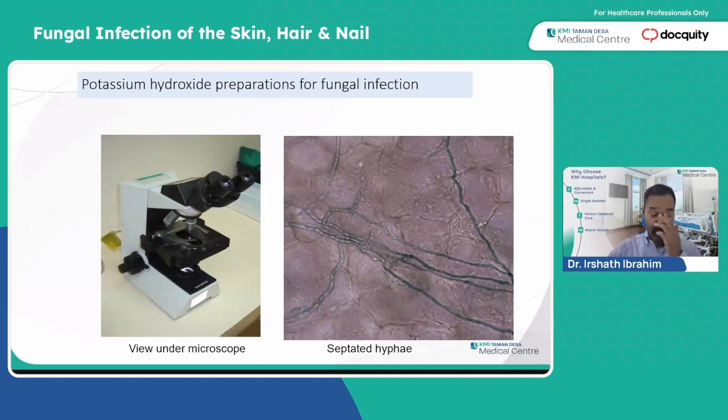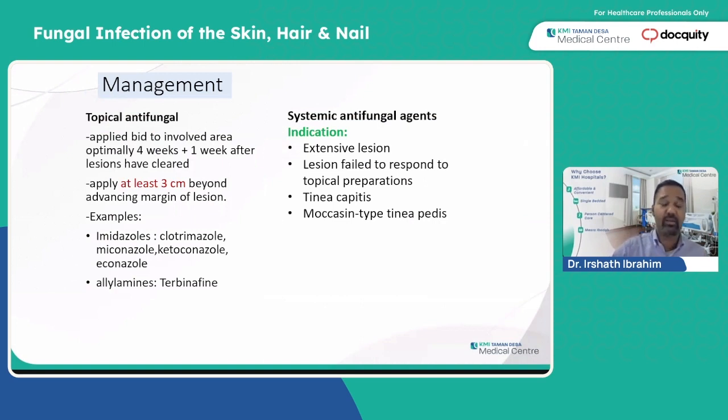So what about the management? You instruct patients to apply a topical antifungal twice a day, optimally for 4 weeks, plus an additional 1 to 2 weeks after the lesion has cleared, making sure they apply it on the lesion and at least 3 centimeters beyond the advancing lesion. Typical topical antifungals we commonly use are clotrimazole, miconazole, and even terbinafine. If the lesions are too extensive, not responding to topical treatment, or if you're dealing with tinea capitis or moccasin tinea pedis, you need to go for systemic antifungal.